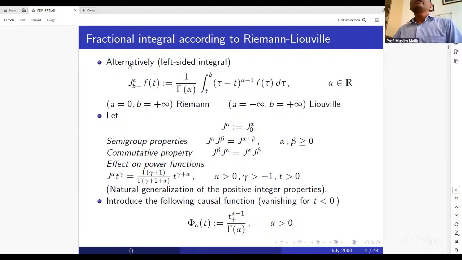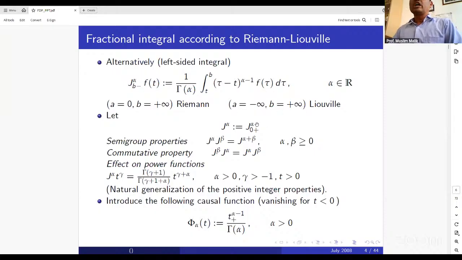Similar to the right-sided integral, we also have the left-sided integral. Here alpha belongs to R, and we can take a equal to 0. If we take a equal to 0 and b equal to infinity, then this is considered in the Riemann sense, meaning Riemann defined this integral. Riemann defined it for a equal to 0 and b equal to plus infinity, and Liouville defined this integral for a equal to minus infinity and b equal to infinity.